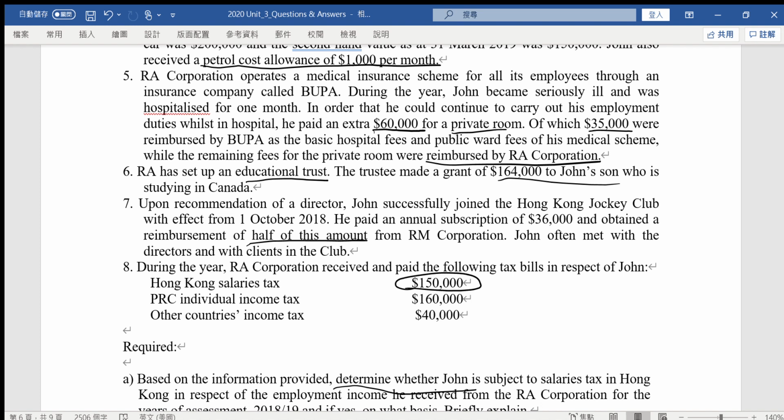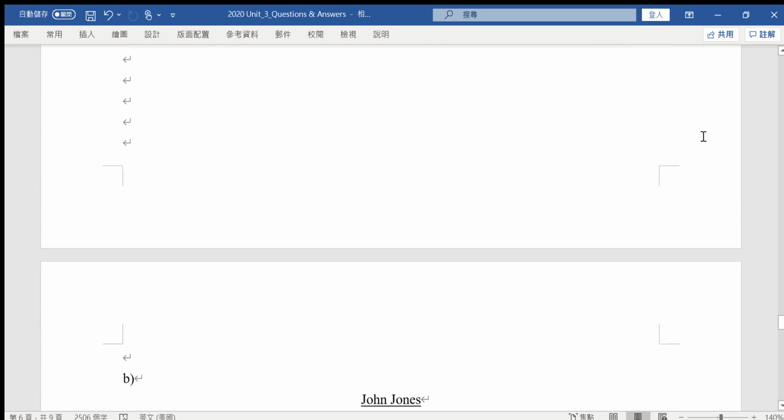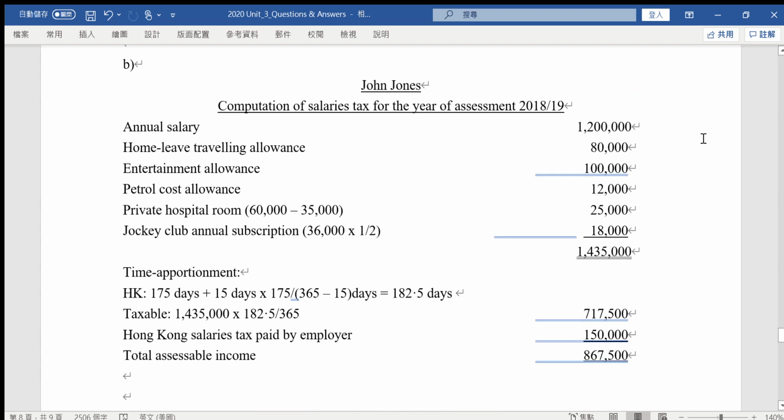Okay, and also in this year, the company helped him to pay Hong Kong salary tax, 150,000. This is fully taxable, no time apportionment, because that is related to Hong Kong purely. It's nothing related to the other country or the other place. That's why this will be fully taxable. But the other tax is nothing related to Hong Kong, and that's why that should be ignored, should not be included in our computation. Okay, that's why we can work out the assessable income of John Jones.